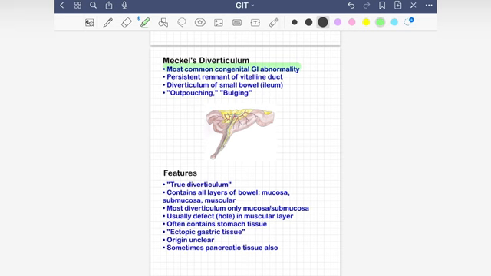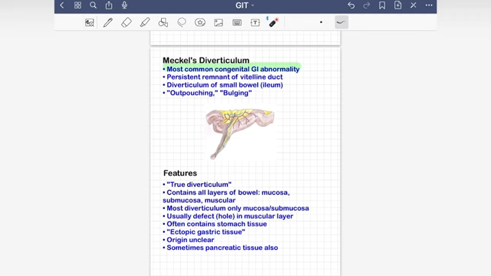This is easy to understand if you remember that the entire gut tube is formed from yolk sac and is the vitelline duct. If the vitelline duct persists, you are going to have a persistent bit of intestine. The yolk sac forms intestine, so the vitelline duct will also look like the intestine. It will just be a little bulging outward, usually at the level of ileum.